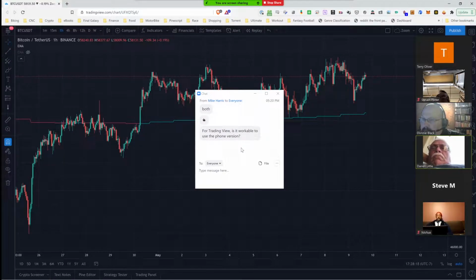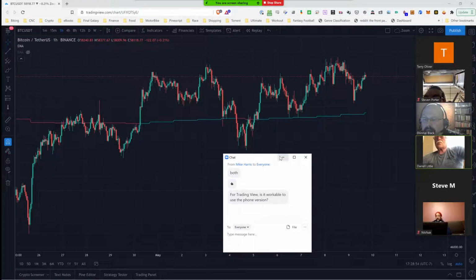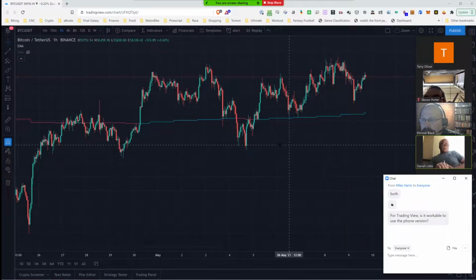Go? Is it for TradingView? Is it workable to use the phone version? Yeah, it is. But man, I hope you have a big phone screen, because it'll be really tough to look at everything on a tiny phone. I do have an iPad that I'll use in a pinch if I just need to look at something when I'm not at home, but I wouldn't advise doing all your analysis on a phone. That's really challenging. Anyways, let me move that down.